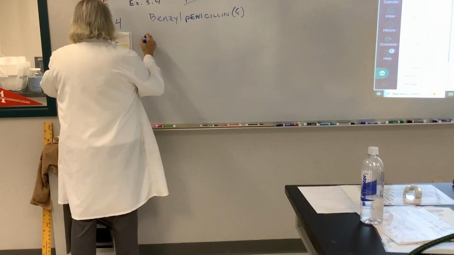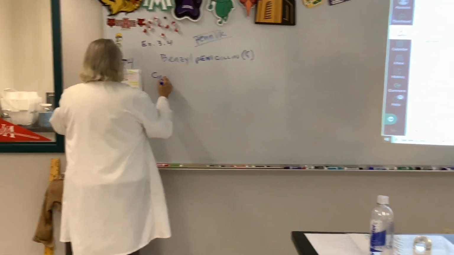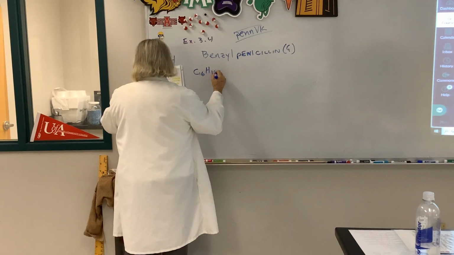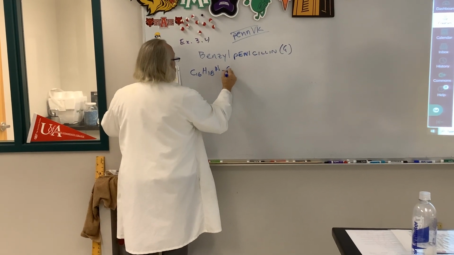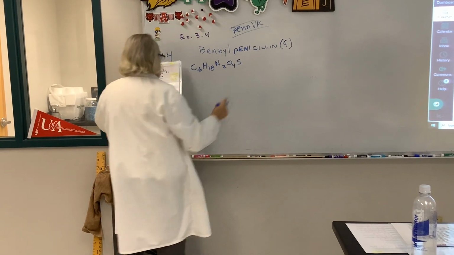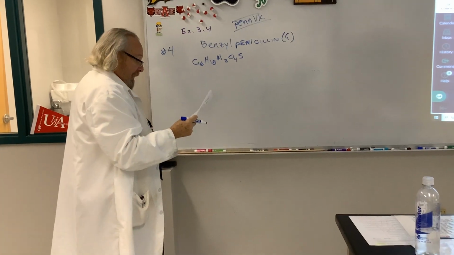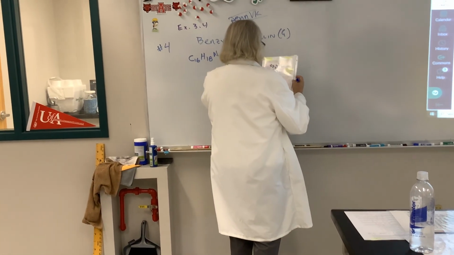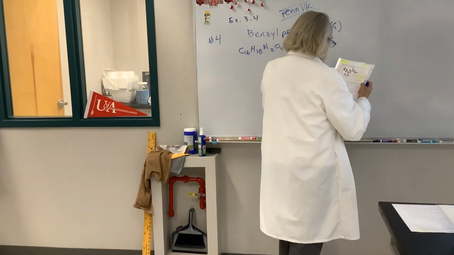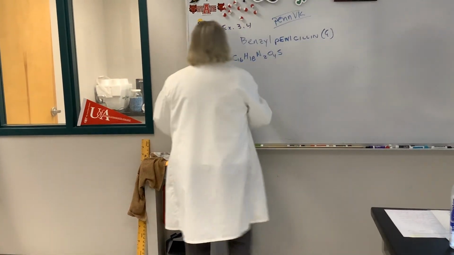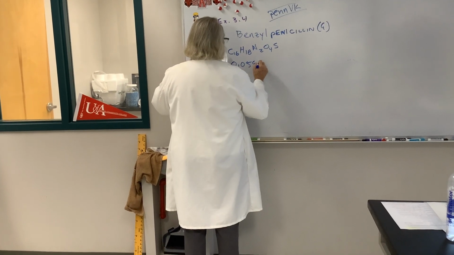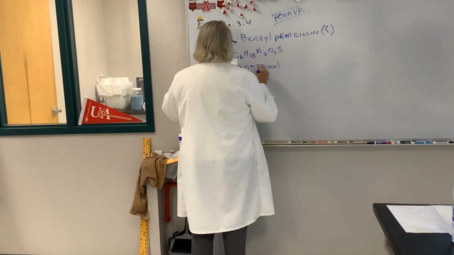it has the structure C16H18N2O4S. Yes, you can go down there and count them, or you can look it up. We need to solve 4 problems, and I said that you are given 0.0590 mole of penicillin.